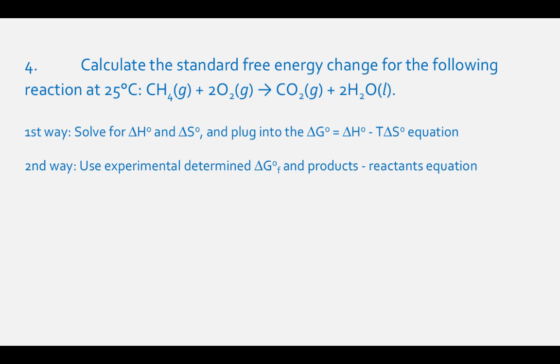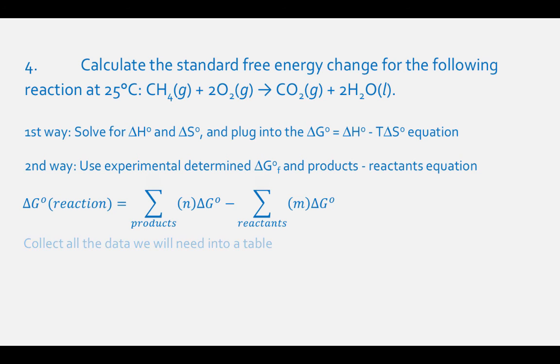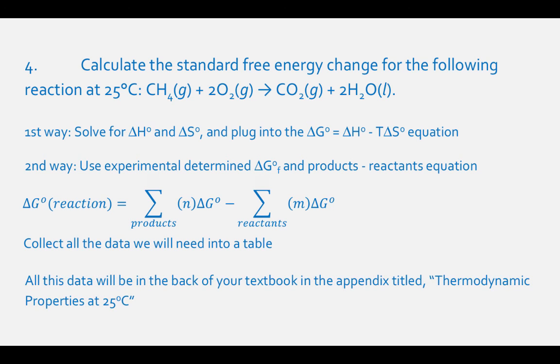reactants equation, which is the standard delta G of the reaction equals the product of all the coefficients of the individual products times their standard changes in Gibbs free energies of formation summed, minus the products of all the coefficients of the reactants times their standard changes in Gibbs free energy of formation summed. First, let's collect all the data we need in a table. You will find this data in an appendix in the back of your book.